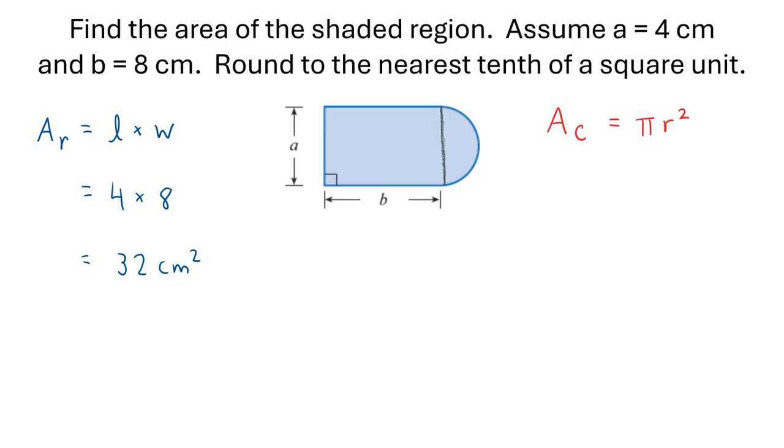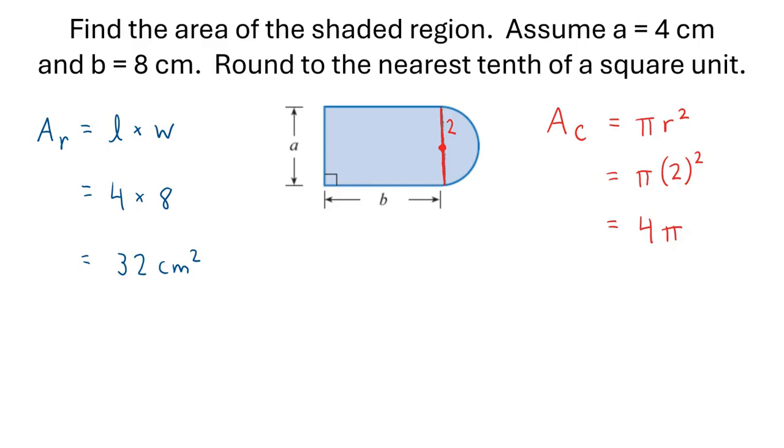Well, the radius isn't directly given to us, but we do know the diameter of the circle. The diameter of the circle is the same as the height of the rectangle. So the diameter of the circle is equal to A, which is 4 centimeters. The radius is just half of the diameter. So if the diameter is 4, then the radius is 2. So we plug 2 in for r. 2 squared is 4. So the area of the entire circle is 4 times pi.